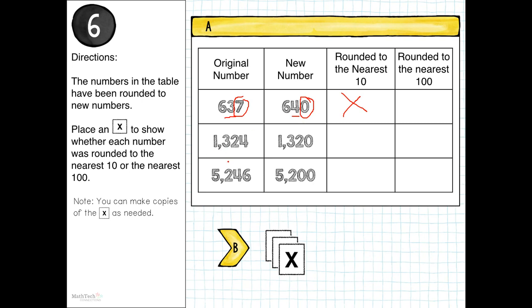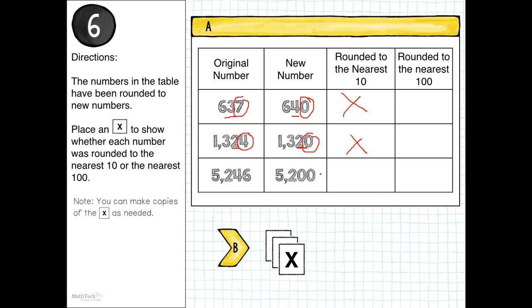The next one, 1,324, I'm going to look at our new number, 1,320. There's a 0 in the ones place, and there's still a 2 in the tens place. So now I'm going to come over and check to see if it was rounded to the tens place by circling the tens place and the number to the right of it. 0 to 4, the 2 would stay on the floor. So if I rounded this to the 10, it would be 1,300. So I'm going to put an X in the rounded to the nearest 10 as well.